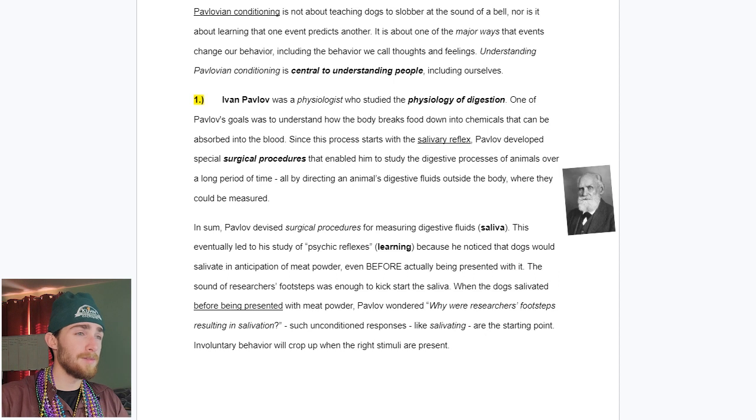Alright, so Ivan Pavlov was a physiologist who studied the physiology of digestion. One of Pavlov's goals was to understand how the body breaks food down into chemicals that can be absorbed into the body. Now, since this process starts with the salivary reflex, Pavlov developed surgical procedures that let him actually study the digestive processes of animals over a long period of time.